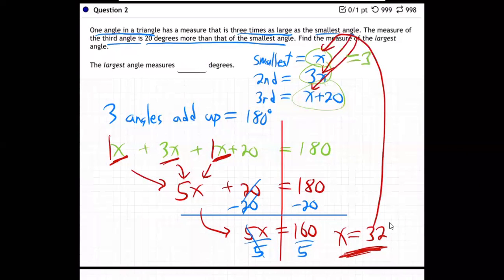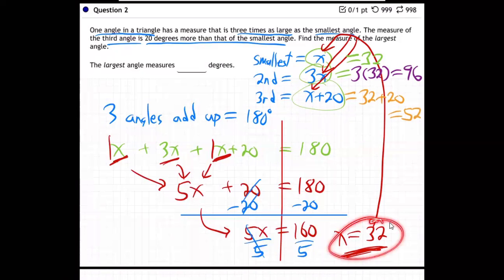So let's take this x of 32 and plug it in there, there, and there, and find out what they really are. So the first one is just 32 because it's just x. The second one is 3 times 32, which is 96. And the third one is 32 plus 20, which is 52. Do you see how I found the 3 angles there? I just got that answer, x equals 32, and I just plugged it into all 3 of my initial formulas.